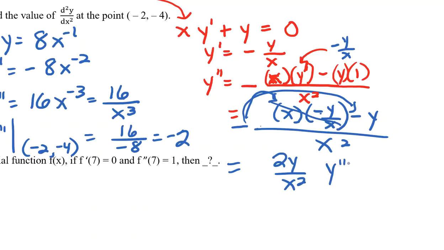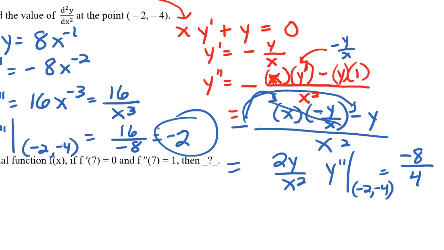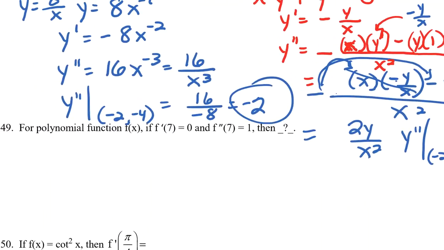So now let's evaluate this formula at negative 2, negative 4. And we'll come up with a negative 8. And a negative 2 squared in the denominator will be a positive 4. So again, we've got our answer of negative 2, whether you did the product rule method or whether you did explicit differentiation.